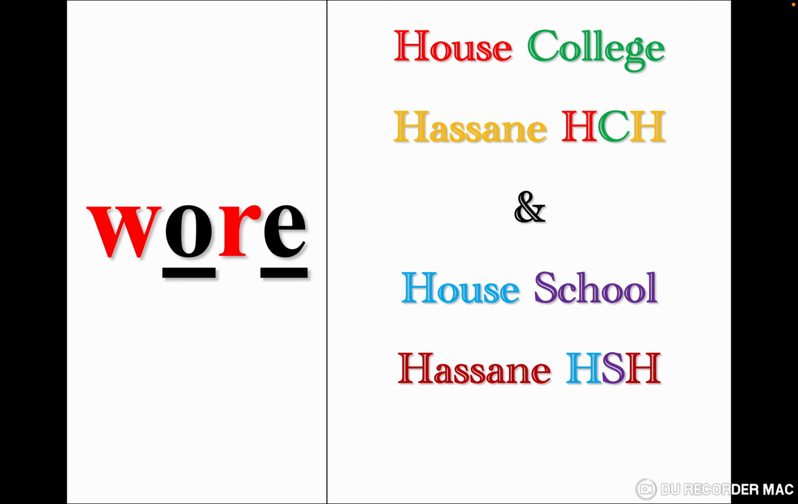Wear. So to put on clothes, to wear. So we are going to change ea to o and e at the end. But there is a problem. I said to you in the previous lessons, when we have o, we pronounce it o. But in this verb, we are not going to pronounce it o.